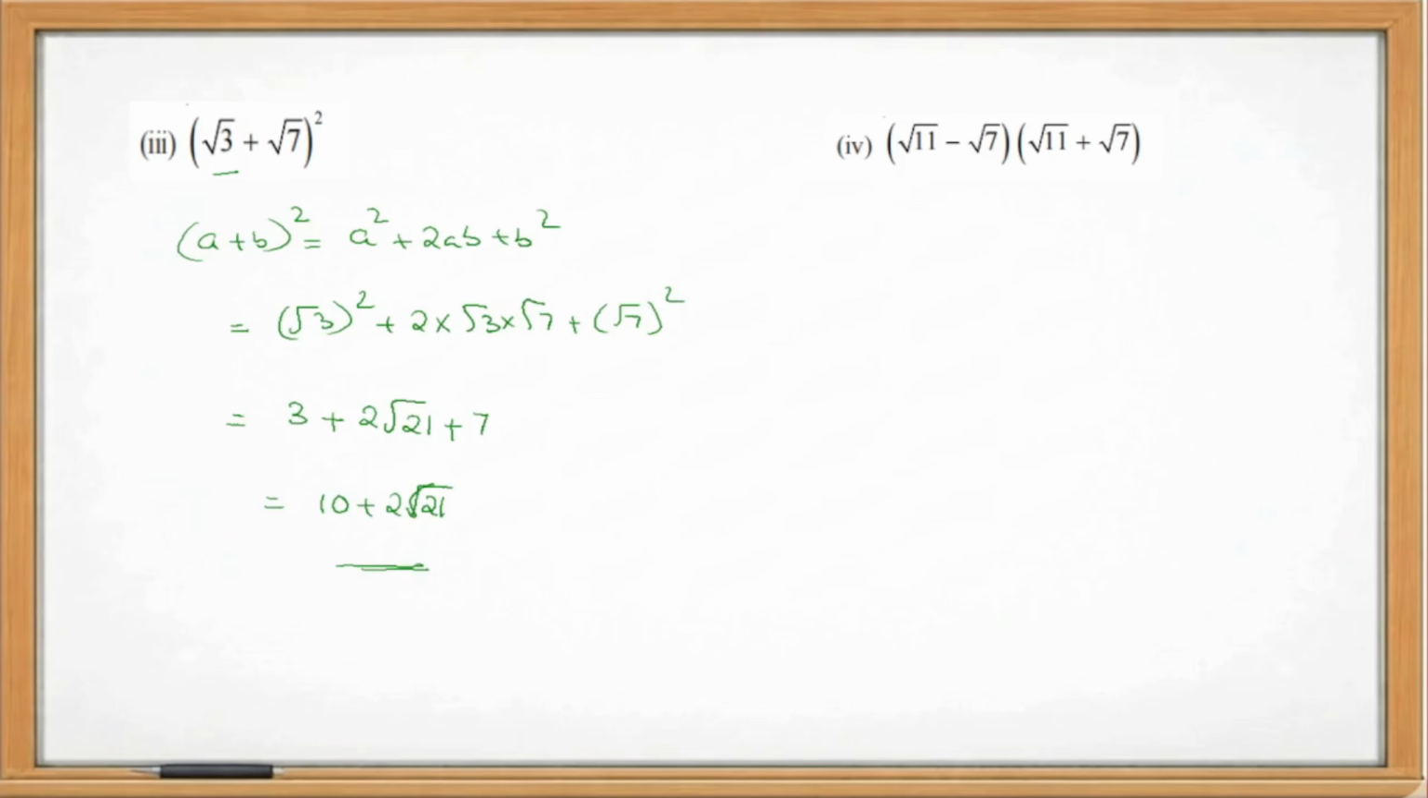Okay, now next one, (root 11 - root 7)(root 11 + root 7). This can be written as root 11 the whole square minus root 7 the whole square, which is equal to 11 minus 7. The answer is 4. I hope you understood this part. Now let us go to the next page.